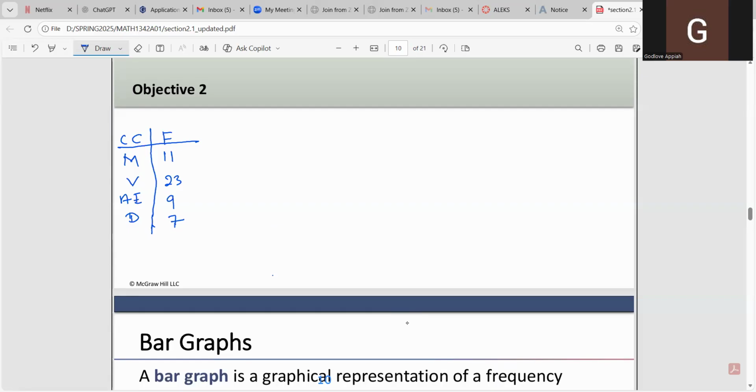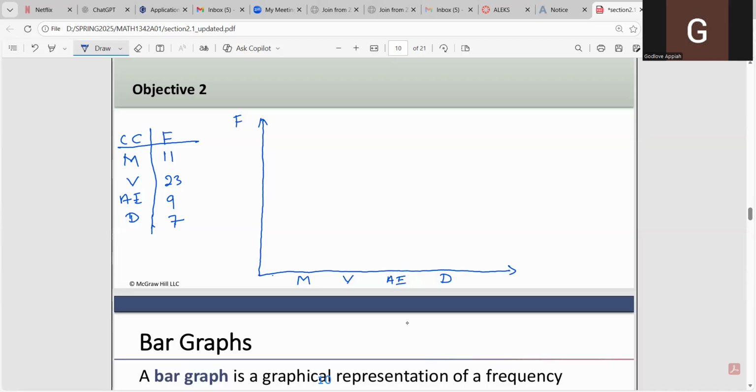So now what I want to do here is to construct a frequency bar graph. In order to do that, you would draw your vertical axis, and then you would draw your horizontal axis. The vertical axis is what we call the y-axis, and the horizontal axis is what we call the x-axis. On the vertical axis, we're going to have the frequencies for each category, and on the horizontal axis, we're going to have the different categories in the data, and those categories are MasterCard, Visa, American Express, and then Discover.